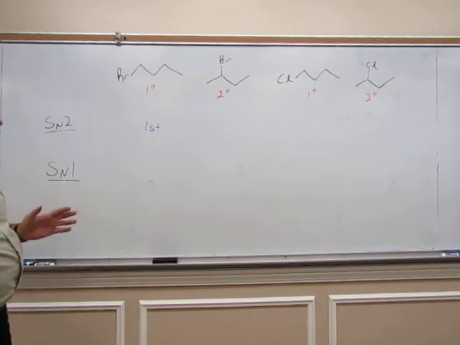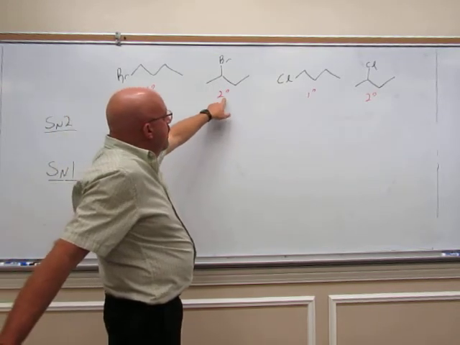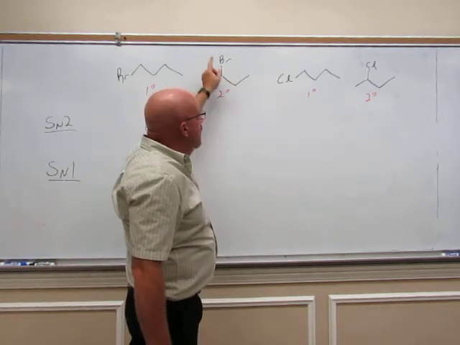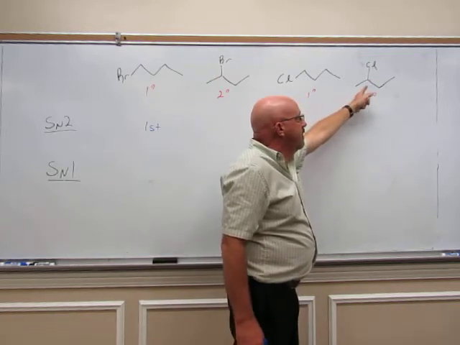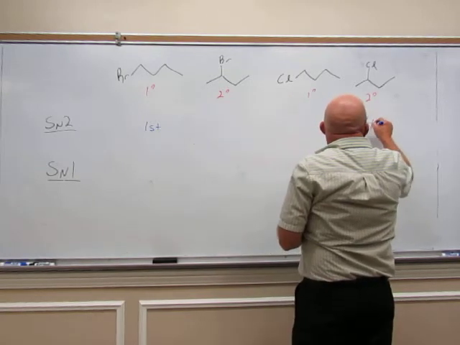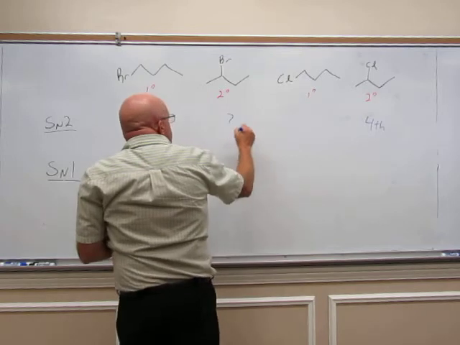Now, if you look at the others, I have a secondary and a secondary. Bromo is a better leaving group. This should react before this one. This one should be the very, very last one to go. That one should be fourth. But I am not going to put up the other two.